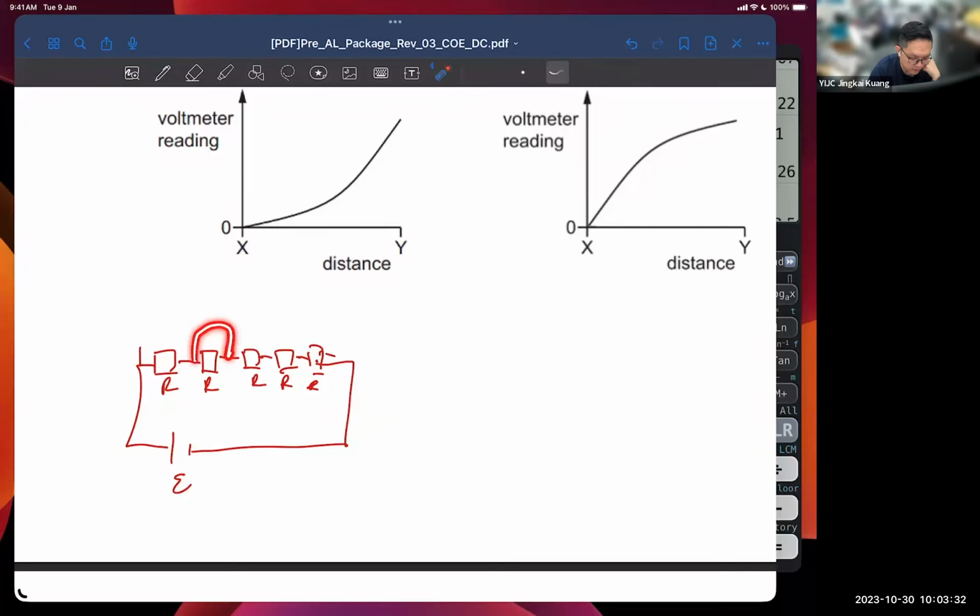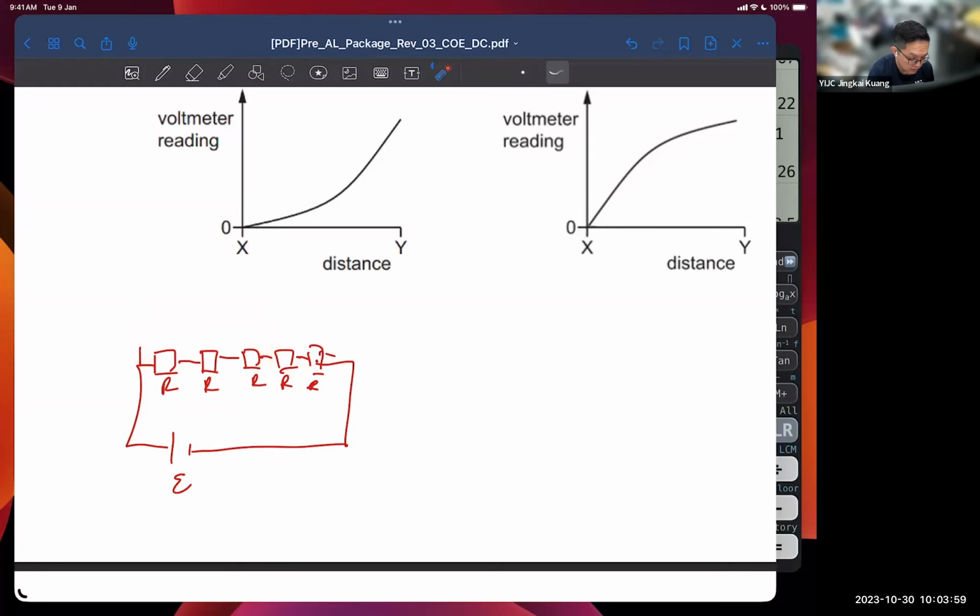If I put it like this, E over 5, E over 5, E over 5. If I put it like this, 2E over 5. If I put it like this, it will be 3E over 5. This is a proportional increase. Okay, so far? Any questions up to this stage? I pause for a while. So you need to understand this one first.